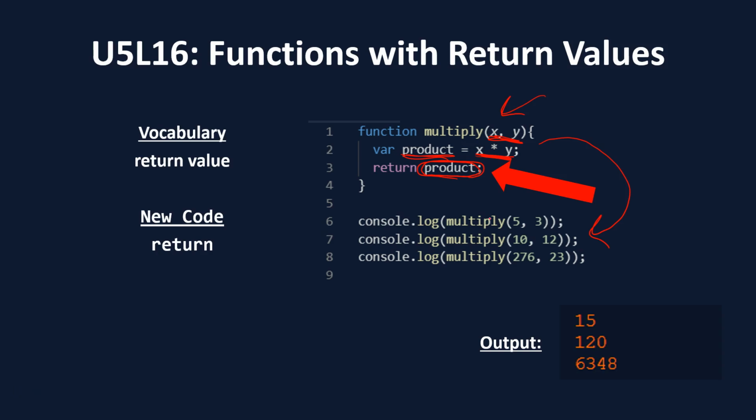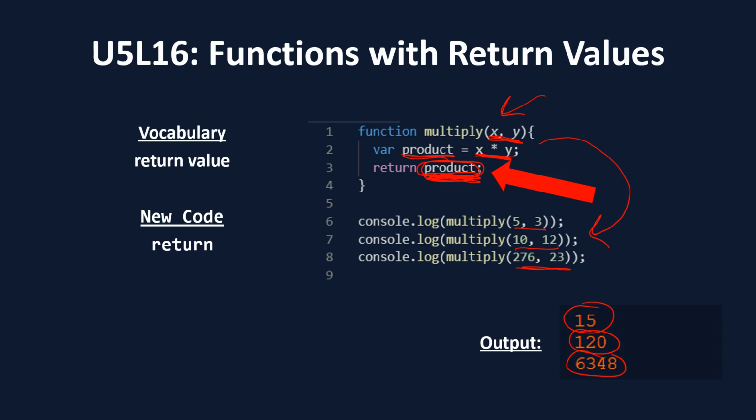So in this case, we're just console logging it. So we're multiplying 5 and 3. So we take the product of that, which is 15, and then we just console log it. And then we have 10 and 12. So the product of that is 120. So we return 120 to the console. And then we multiply 276 times 23, and then the product of that, we return 6,348 to the console. So in a nutshell, that's pretty much what return is about.